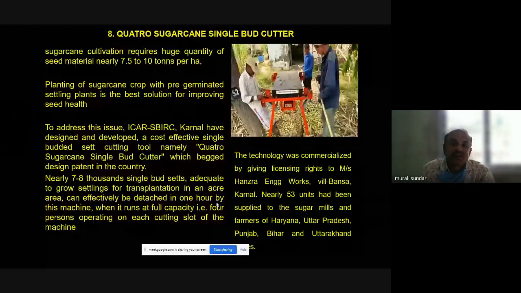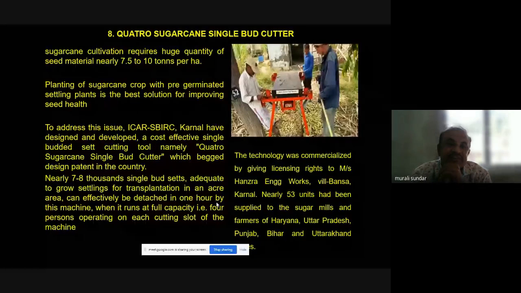Next one is the Quattro sugarcane single bud cutter. Normally we use 2-budded or 3-budded seeds for planting. It needs nearly 7.5 to 10 tons per hectare, so it is almost 10% of the total sugarcane produce. Farmers have to spend nearly 25 to 30,000 rupees per hectare on seed alone.